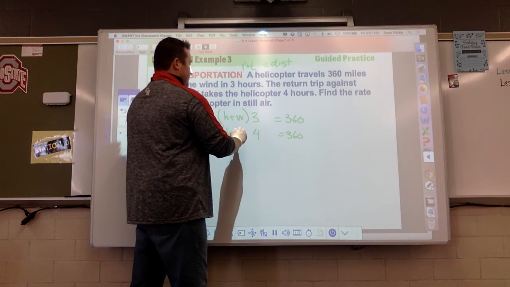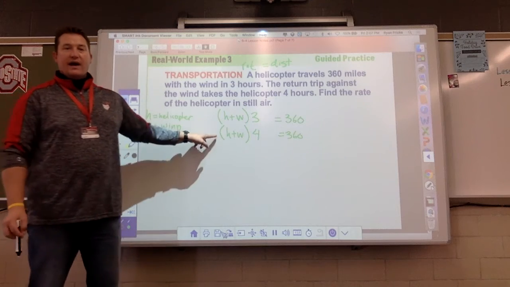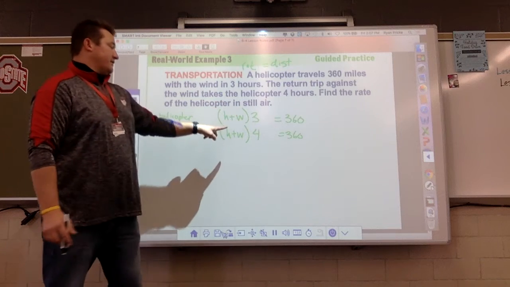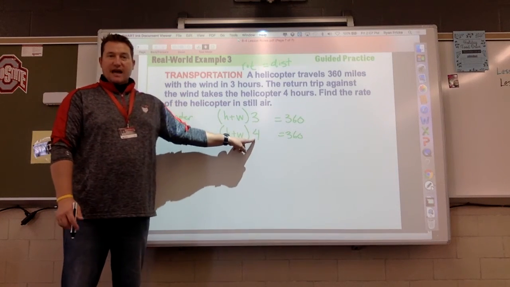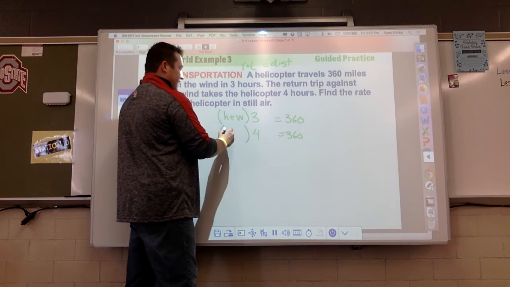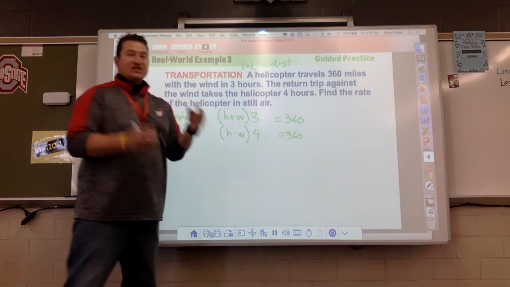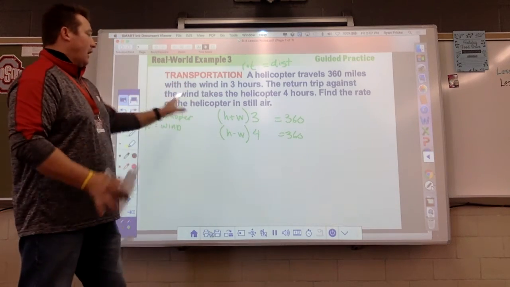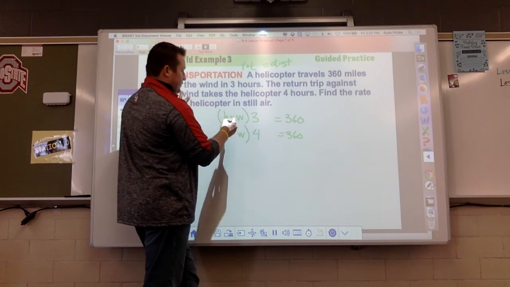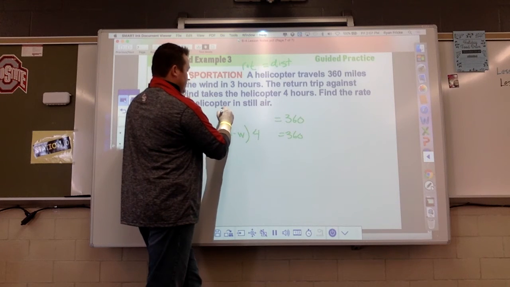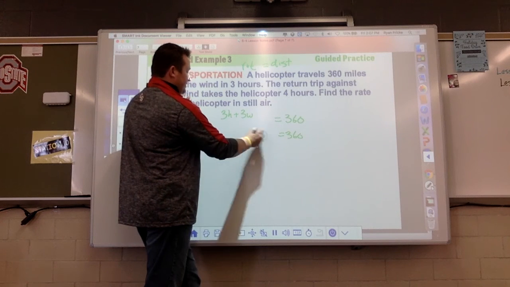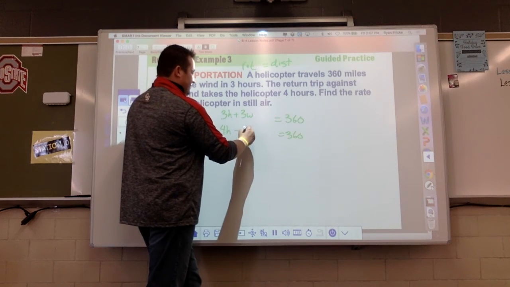Now, if you do this, guys, this is not right. Why isn't this second equation right? Remember, this says helicopter speed plus wind speed times 4 hours. But that's not what we want, right? The helicopter speed is still the same, but now the wind speed is slowing us down. It's hurting us, okay? All right, so here we go. Let's distribute from here. All right, so I'm just going to say 3h plus 3w, 3h plus 3w, right? Over here, I'm going to say 4h minus 4w.